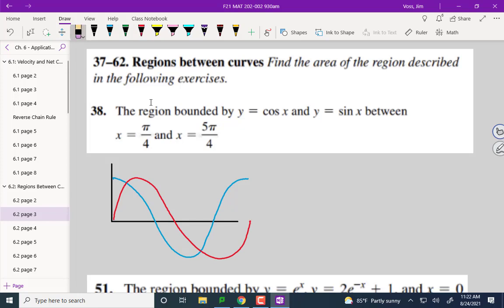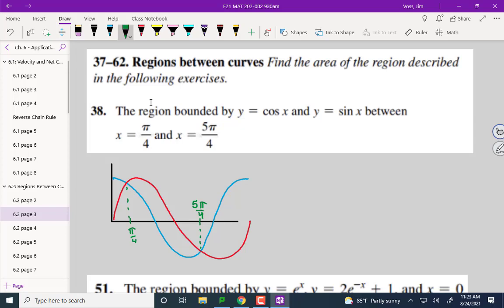All right, so at pi over 4, sine and cosine are equal. They're both root 2 over 2, so that's where they intersect. So that's going to correspond right here. That will be pi over 4. 5 pi over 4, that's in quadrant 3. Sine and cosine are also equal in quadrant 3 at 5 pi over 4. And so that's corresponding right to here. And that's 5 pi over 4.